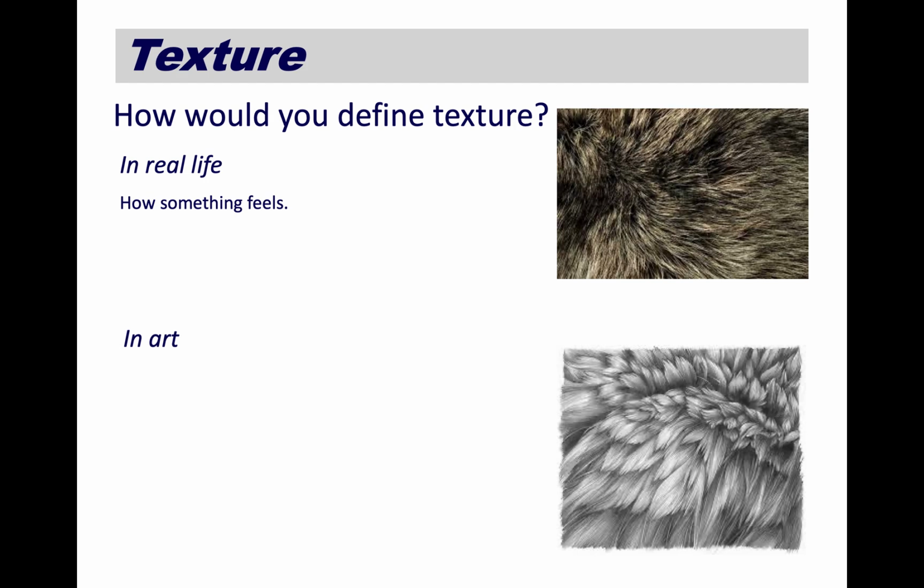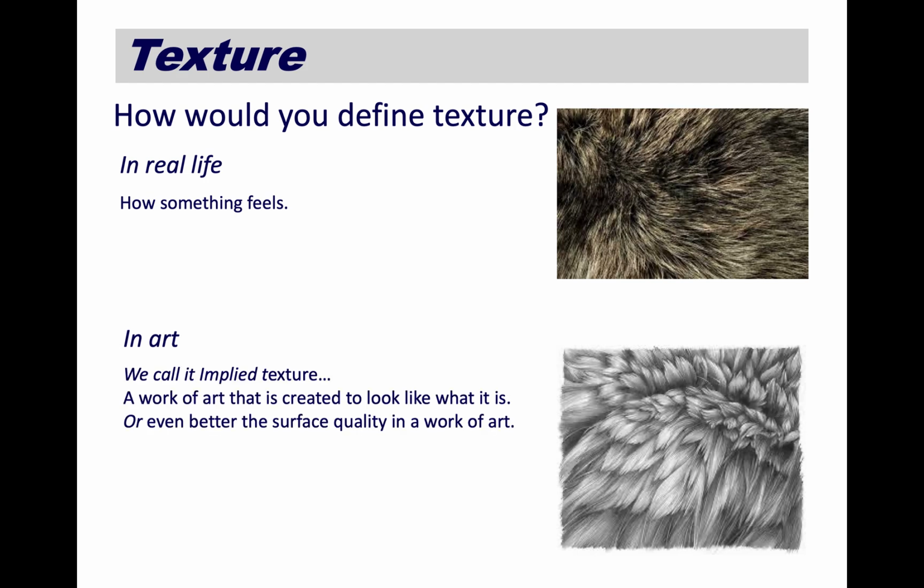Well, then in art, there's another aspect to texture. It's what we call implied texture. It means that we're basically faking it. We're trying to make that flat piece of paper with whatever material we're working with look like how it feels. That can be a really fun challenge.